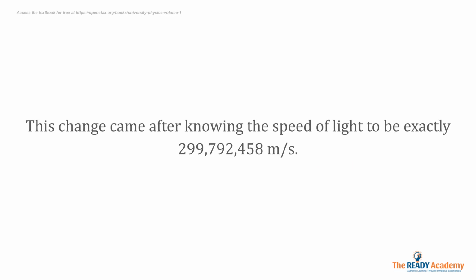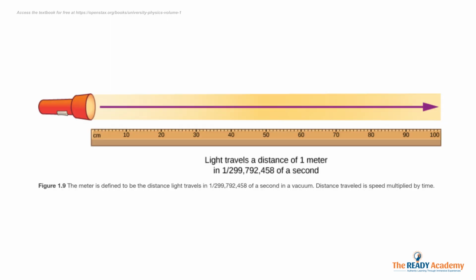This change came after knowing the speed of light to be exactly 299,792,458 meters per second. Figure 1.9. The meter is defined to be the distance light travels in 1/299,792,458 of a second in a vacuum. Distance traveled is speed multiplied by time.